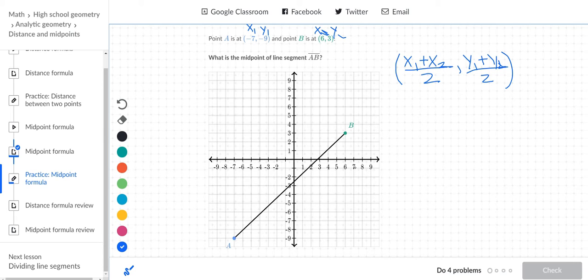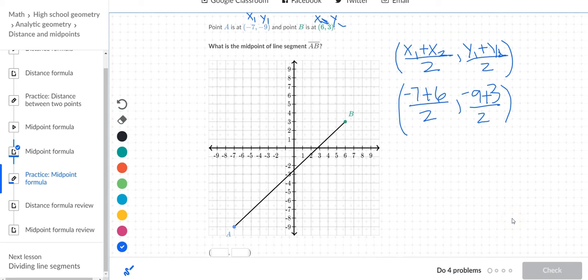Okay, so we are going to now plug it into our formula. And our formula gives us where the midpoint is, that middle point in between those endpoints. So x1 and x2 is going to be -7 plus 6, it's always adding them together, and always dividing them by 2 because we're trying to get the average. And add your y's together. So -9 plus 3, and divided by 2.